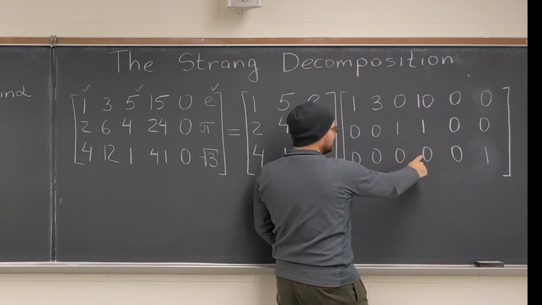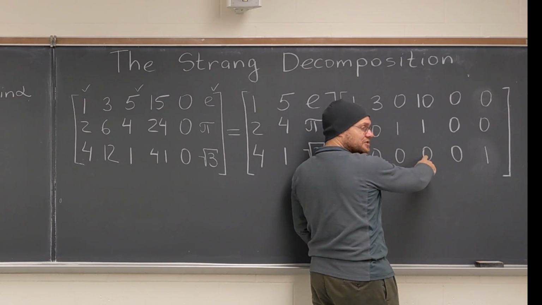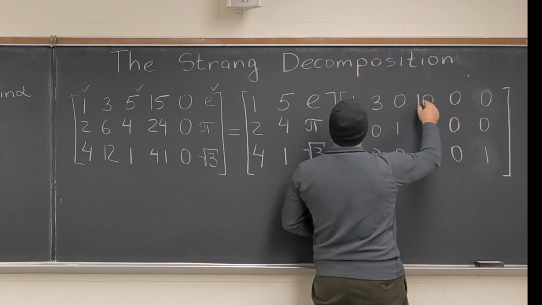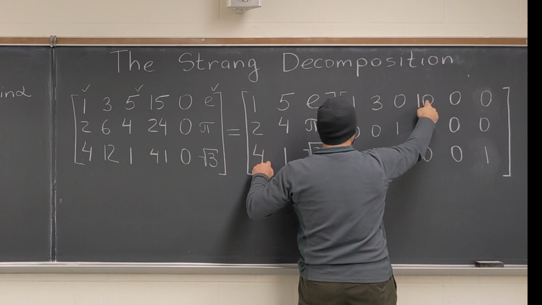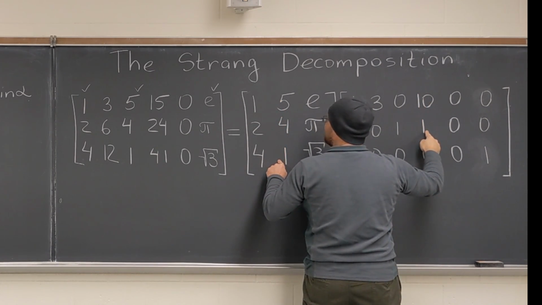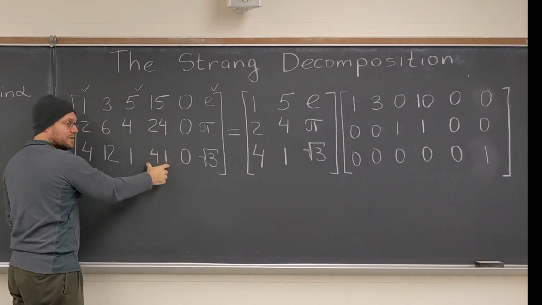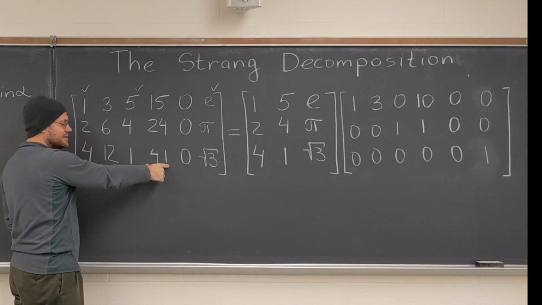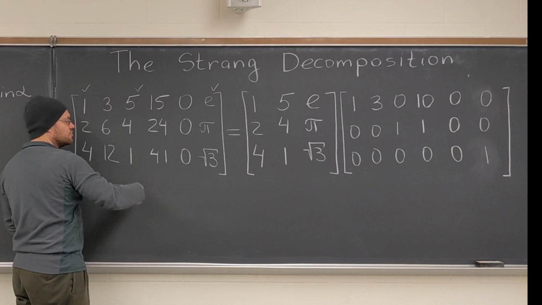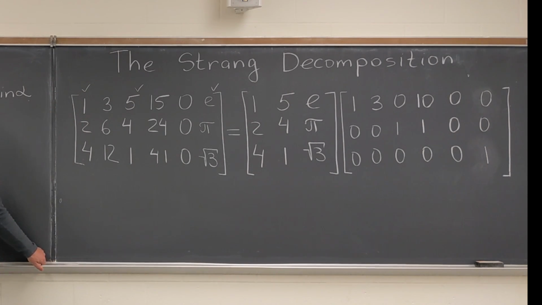Now what does this column tell us to put in the fourth position? It's the fourth column. It tells us to take 10 of the first column plus 1 of the second, making it 15, 24, 41. Well, here it is. It just does precisely what needs to be done to reconstitute the matrix A.